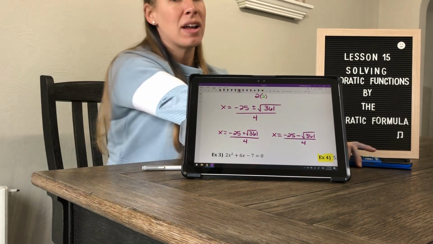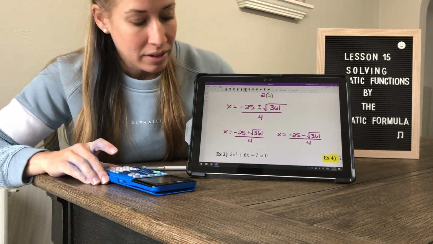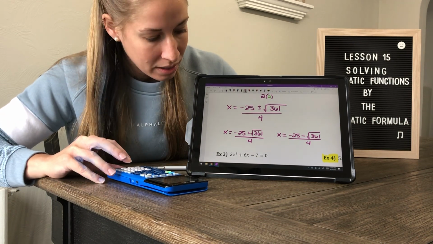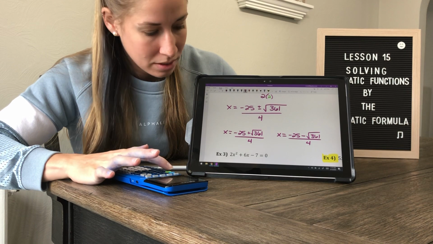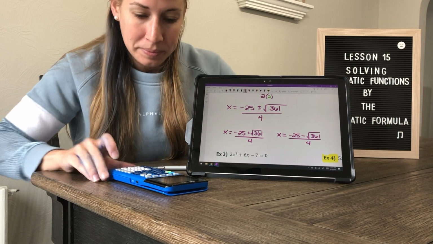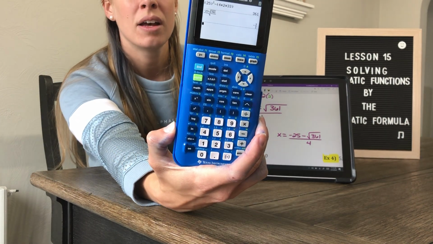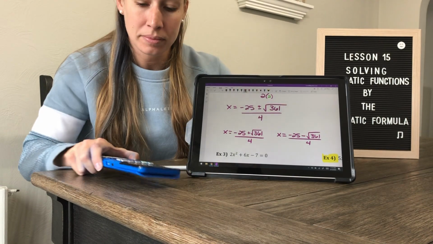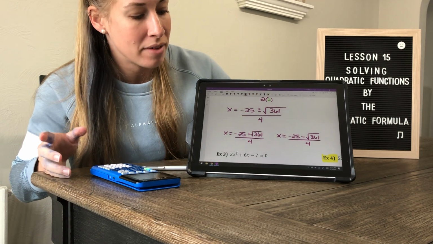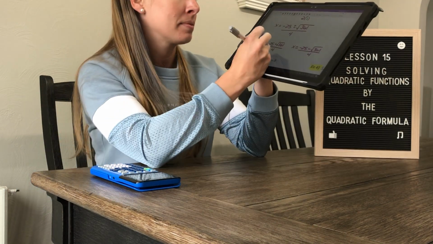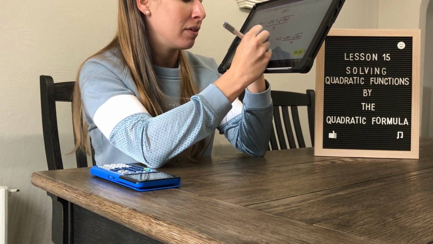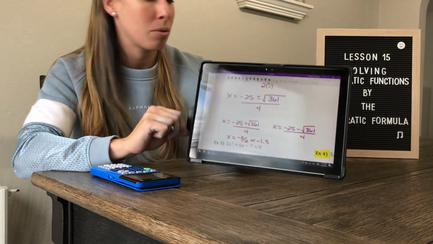And if I'm just asking you to find the decimal amount, type that into a calculator. So we've got, make it a fraction, negative 25 plus the square root of 361 divided by 4. Okay, so when I type that into a calculator, I get negative 3/2, negative 1.5 as a decimal. So you could leave it as negative 3/2, or you could leave it as negative 1.5. And either one would be okay.